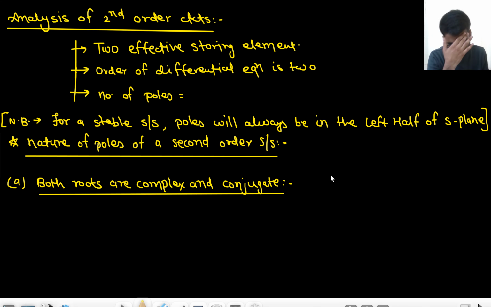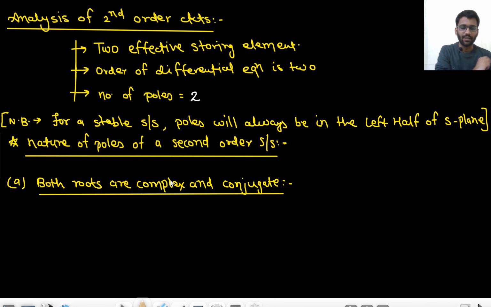So tell me, what is a second order circuit? There will be two storing elements. The order of the differential equation will be 2. Same as first order: in first order there was only one storing element, the order of the differential equation was 1, and the number of poles was 1. Here the number of poles will be 2, because it is a second order system, right?